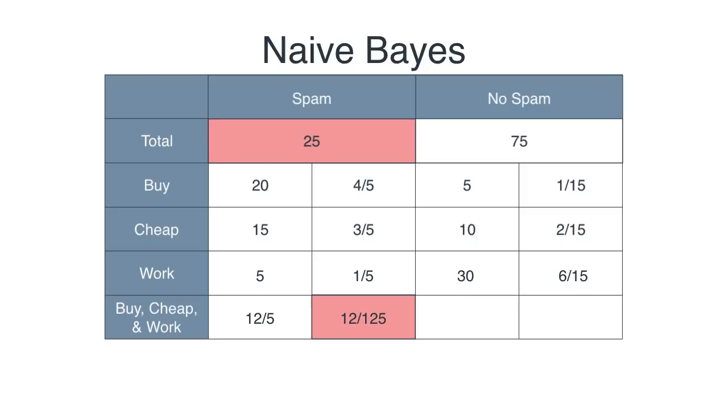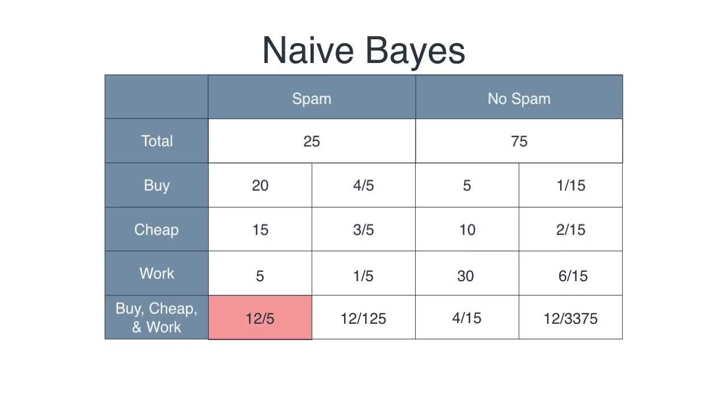And now let's do it over here. We assume again that the three words are independent of each other. We take the product of the probabilities, and that's going to be the probability that the words buy, cheap, and work all appear in an email at the same time when the email is not spam. So in order to find the total number of emails that are not spam that contain the words buy, cheap, and work, we multiply the probability that they appear times the total number of emails, and we get that 4 out of 15 emails are not spam and contain the words buy, cheap, and work, because 75 times 12 divided by 3375 is 4/15.